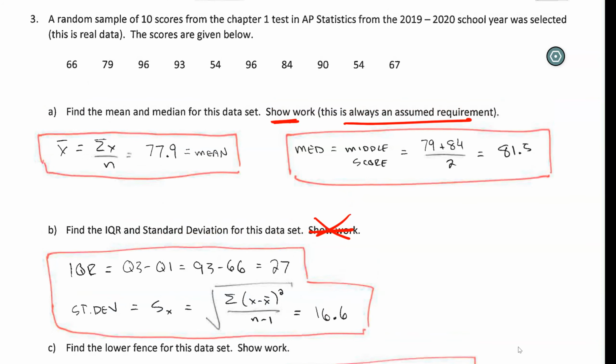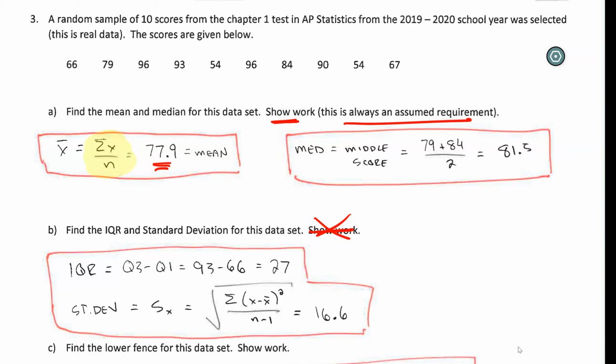So for the mean, you have to show your work. So what do you have to do? Well, I just typed it in the calculator and wrote it down. Well, that doesn't matter. You need to show something. So a good thing to show would be just show the formula. You'll get credit for showing your work if you just give the formula.